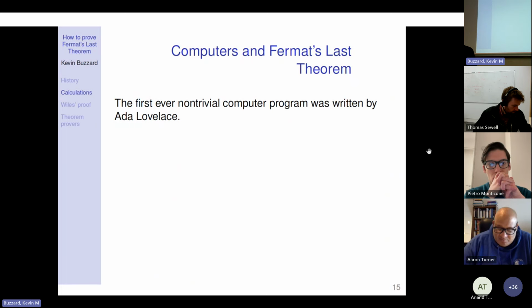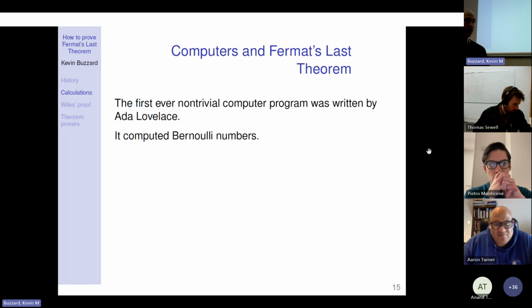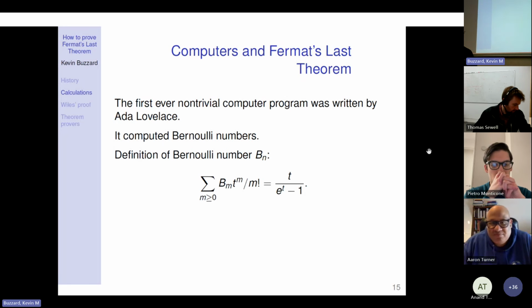Now, what about computers? Well, as is often said, the first ever computer program was written by Ada Lovelace, who never actually got to see a computer. And it computed Bernoulli numbers. And what's the point of Bernoulli numbers? So the point of Bernoulli numbers is they're related to this. So there's the definition of a Bernoulli number.